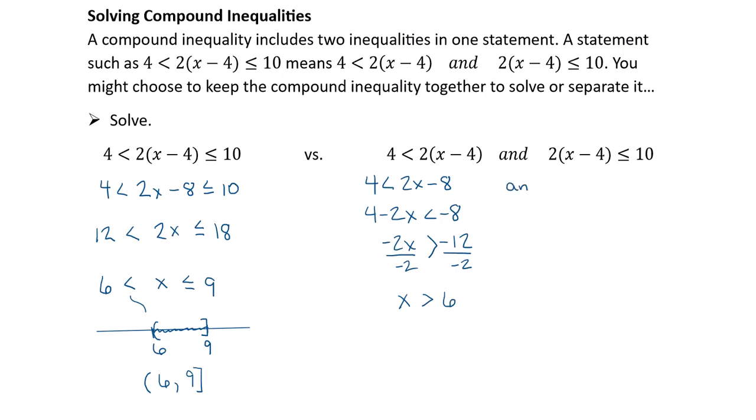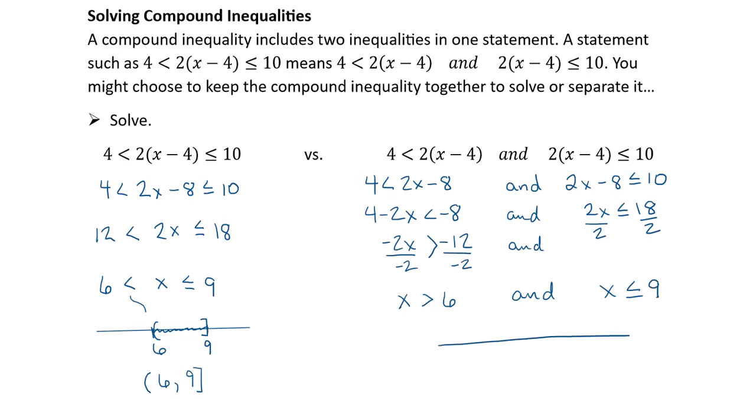As we do this, we want to keep our AND statement between the two pieces so that they are still together. I'm going to distribute my 2. 2x minus 8 is less than or equal to 10. And 2x is less than or equal to 18 by adding 8 to both sides. And I'm going to divide both sides by 2. So I eventually get down to x is less than or equal to 9.